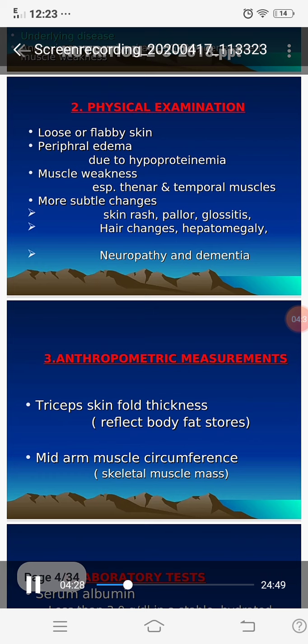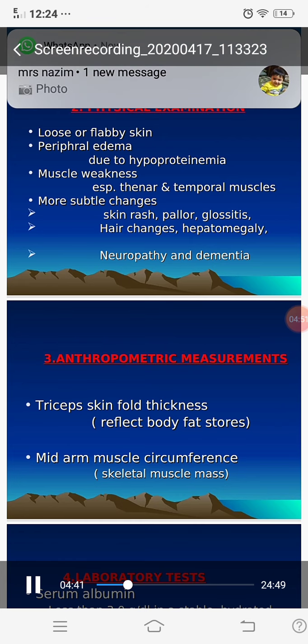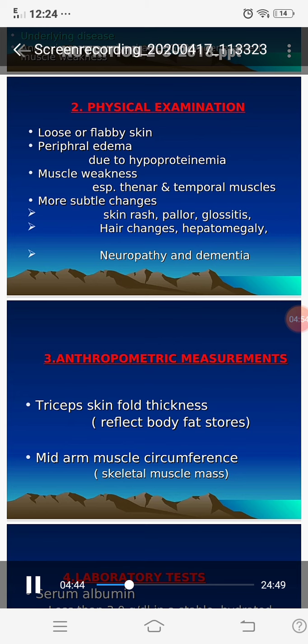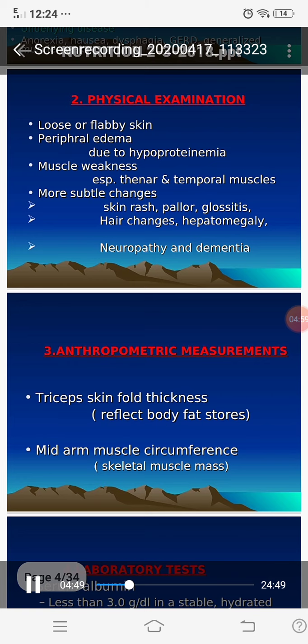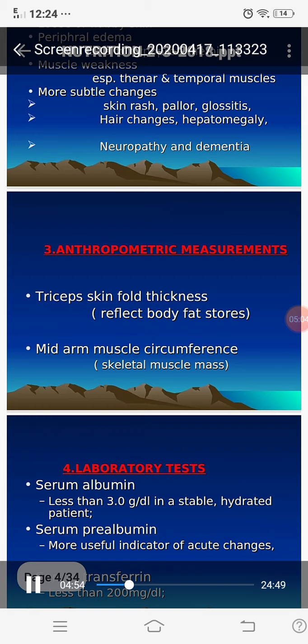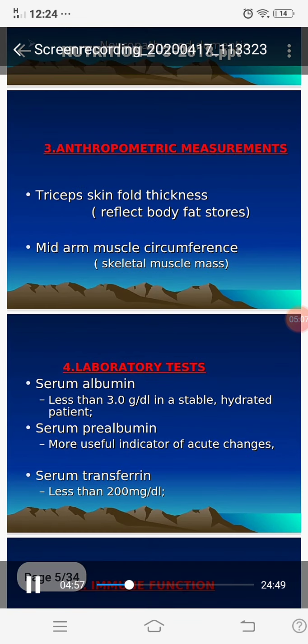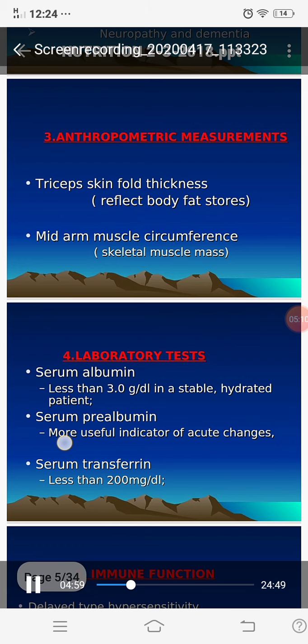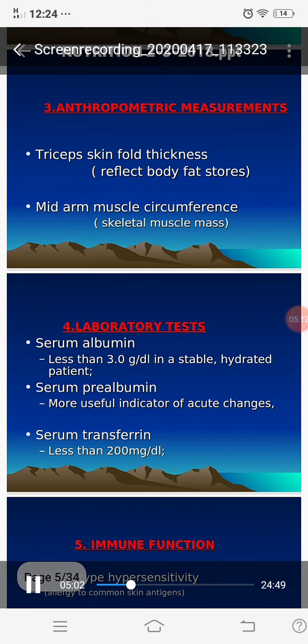So after taking a good history and doing a good physical examination, go for the anthropometric measurements. Anthropometric measurements are common physical measurements like tricep skin fold thickness and mid-arm circumference. How can you assess the tricep skin fold thickness? Pick up the skin over the tricep muscle in the arm, take a vernier caliper, put that skin part between the prongs of the caliper and check the fold thickness. It reflects the fat stores.